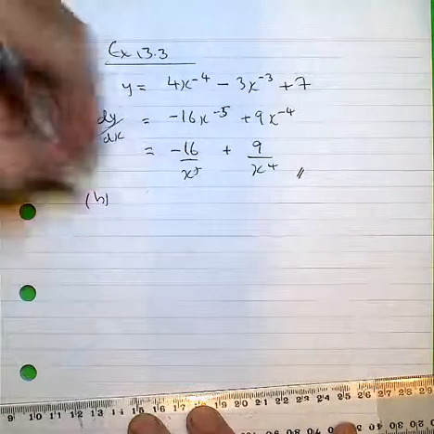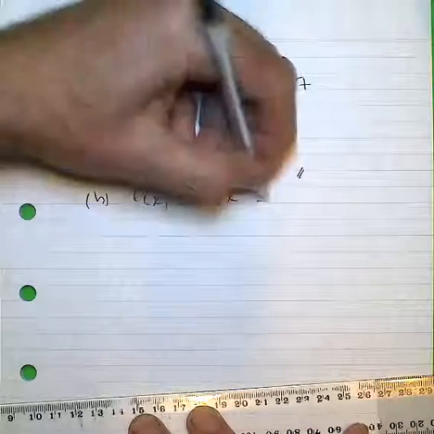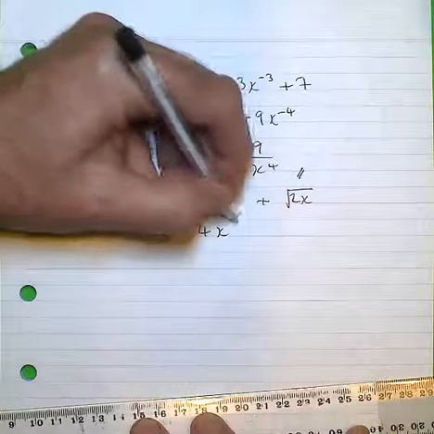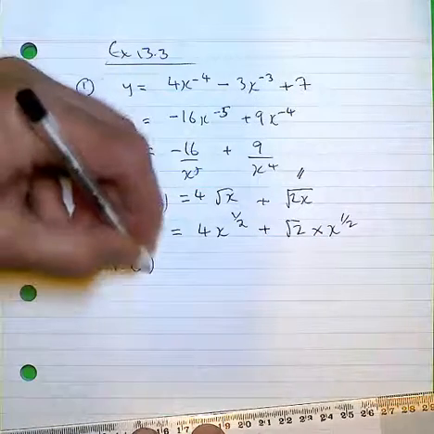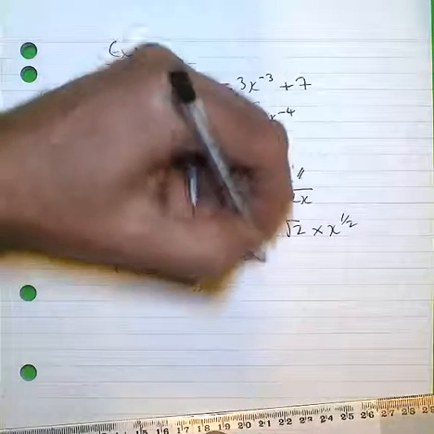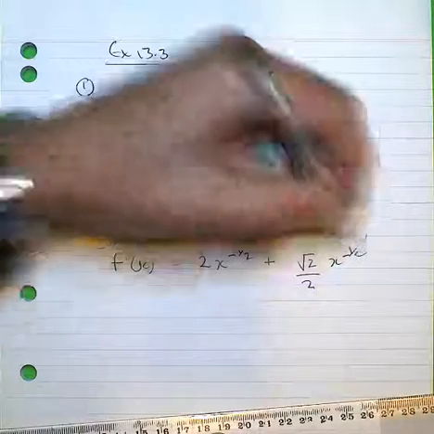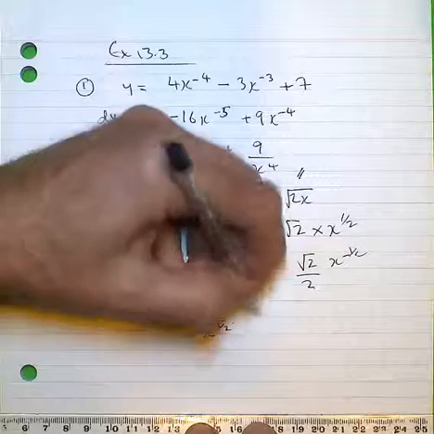Now in the case of B, you've got the function of 4 root x plus root 2 x. Now what I'm going to do first up, I'm going to write that as 4 times x to the half plus root 2 times x to the half. I can then take the derivative, remember subtracting 1, multiplying through, so writing them down as positive index numbers.